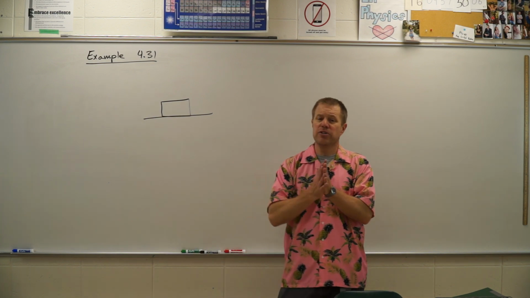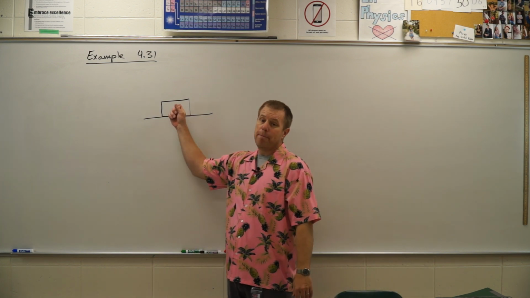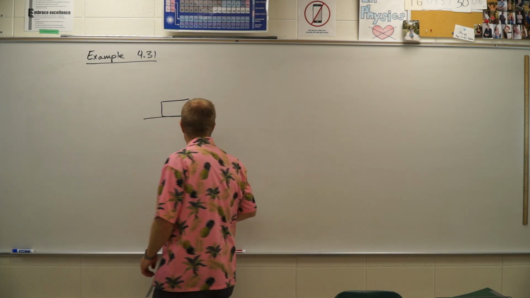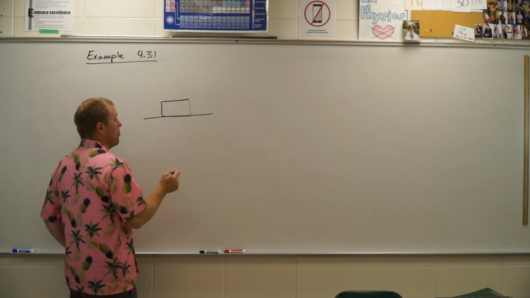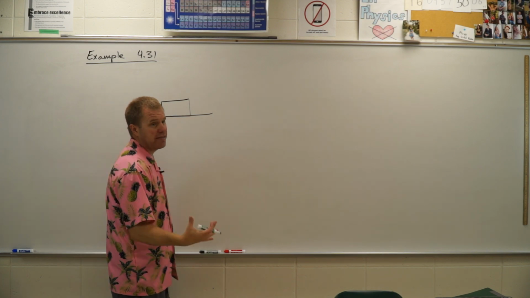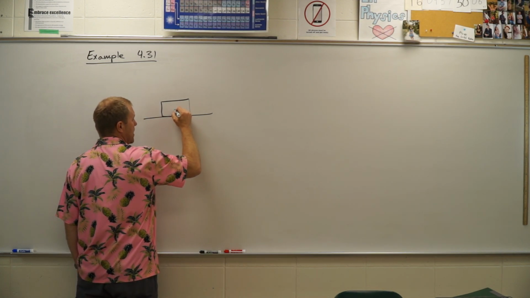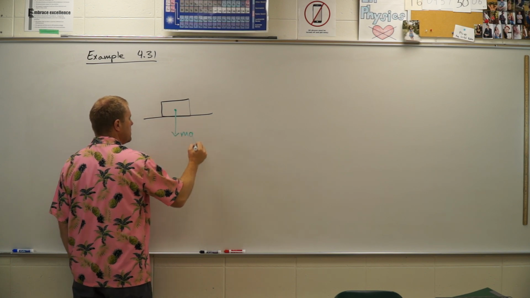All right, so whenever we draw our free body diagram, we start with a box. Now it's on a horizontal surface, so that's where I'm going to start. Now I'm going to draw the forces that are acting on it. So what forces are acting on it? Well, the easiest one to do is gravity. So gravity always acts from the center of the object straight down, mg.